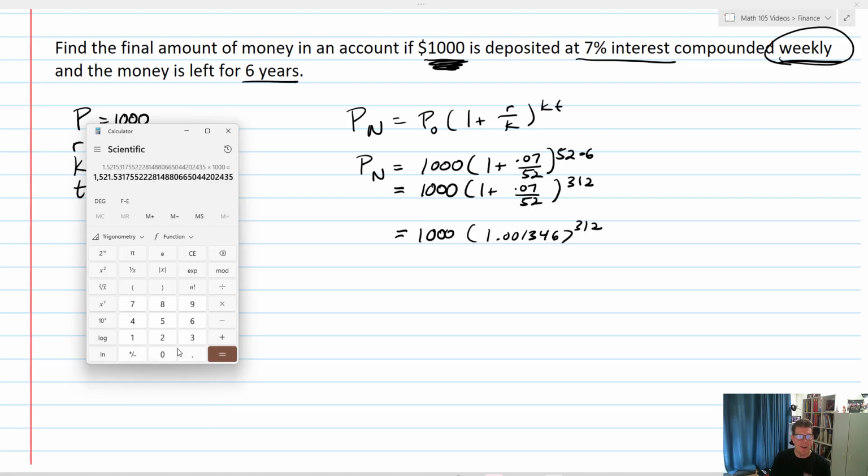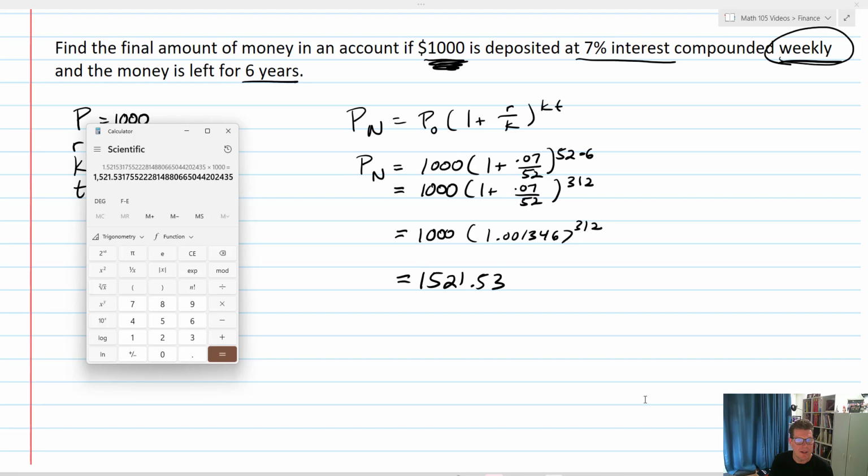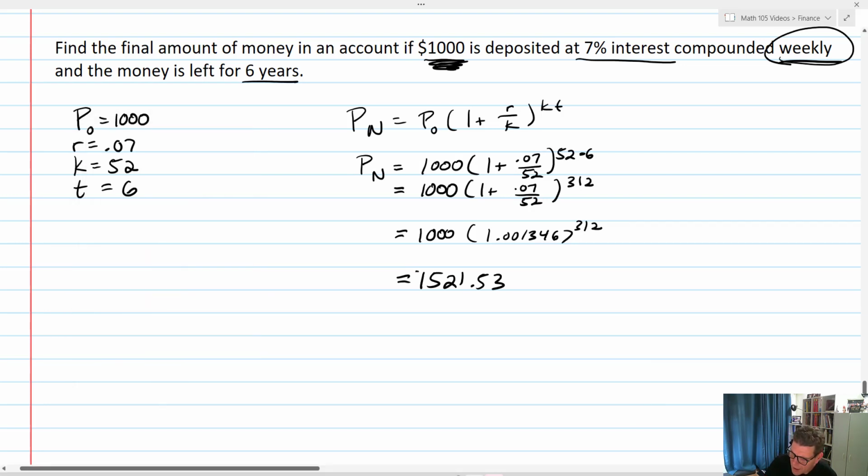And that gives me $1,521.53. And that's my answer. So it's $1,521.53. Let me go check and make sure that that's what I wrote down. There it is. So the process is exactly the same each and every time.